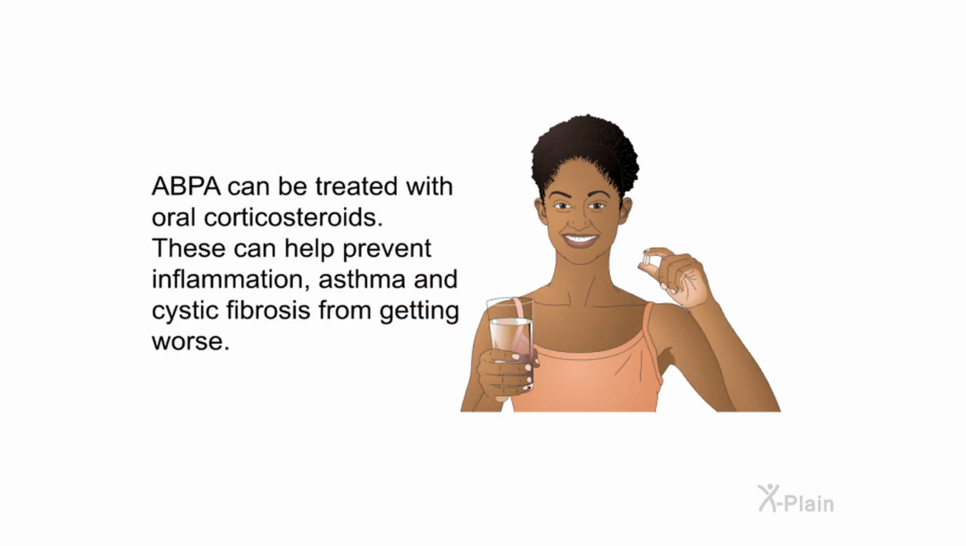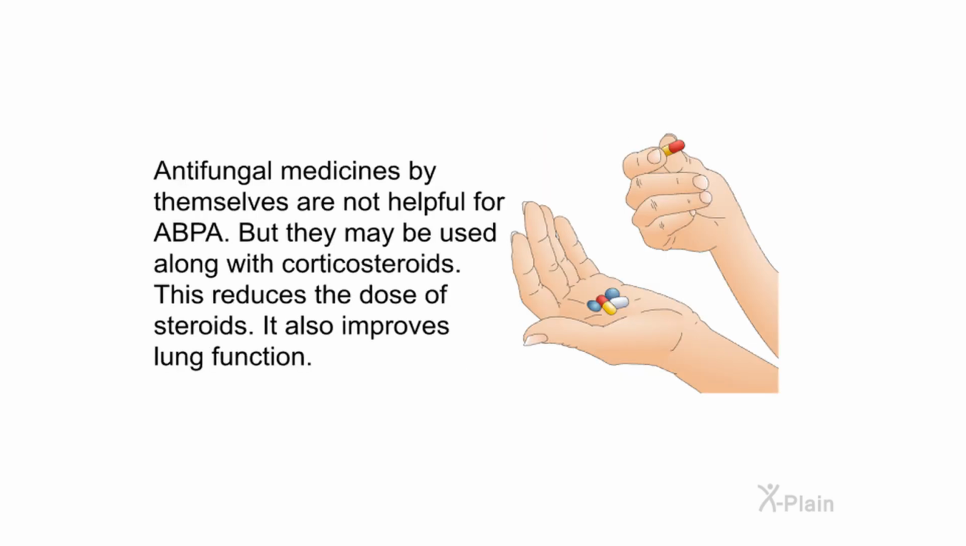ABPA can be treated with oral corticosteroids. These can help prevent inflammation, asthma, and cystic fibrosis from getting worse. Antifungal medicines by themselves are not helpful for ABPA, but they may be used along with corticosteroids. This reduces the dose of steroids. It also improves lung function.